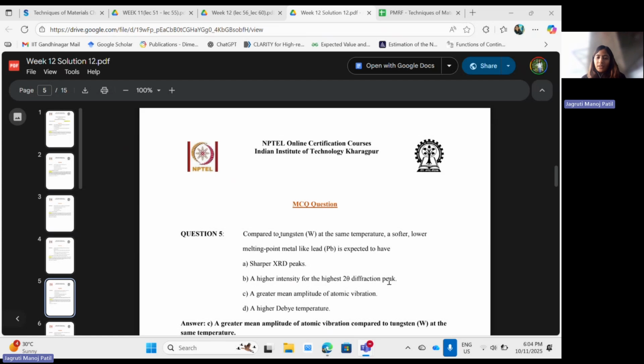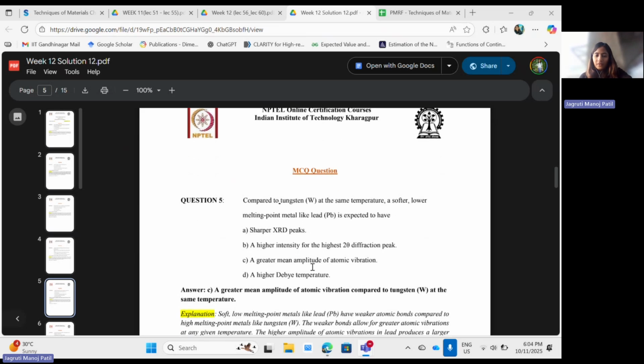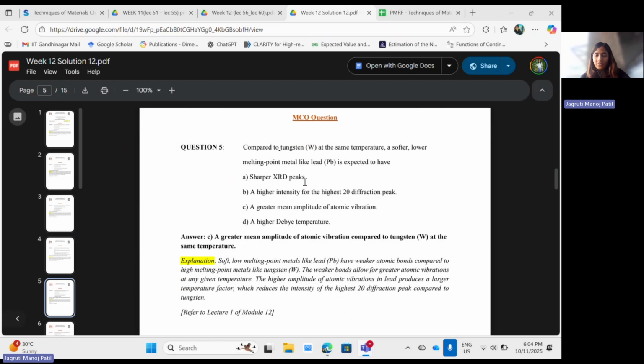When you compare tungsten at the same temperature, a softer and lower melting point material like lead is expected to have what? So we just compared lead and tungsten. We see a greater amplitude of atomic vibrations in lead with respect to that of tungsten. So lead is a soft and low melting point material, so it will have weaker bonds compared to tungsten.